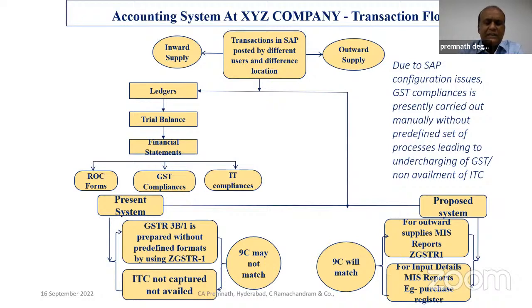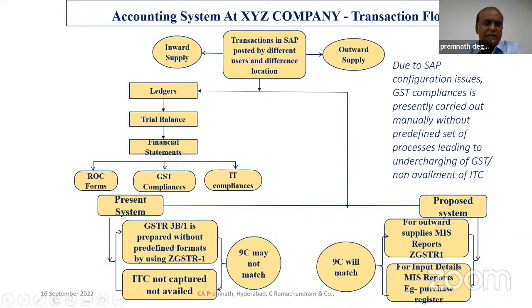So I'll just discuss a few things in the configuration so that it will be easy for us to understand when Vijay Srinivas sir takes us through. Due to SAP configuration issues, GST compliance is presently, I mean, this is 2 years old data, carried out manually without a predefined set of processes. Like GSTR 3B and GSTR 1 are prepared without predefined formats, without using a Z GST report. I'm talking about the GST SAP. A report starting with Z indicates that it is a user-defined report. So the user-defined reports are erroneous, and the total filing will be erroneous.